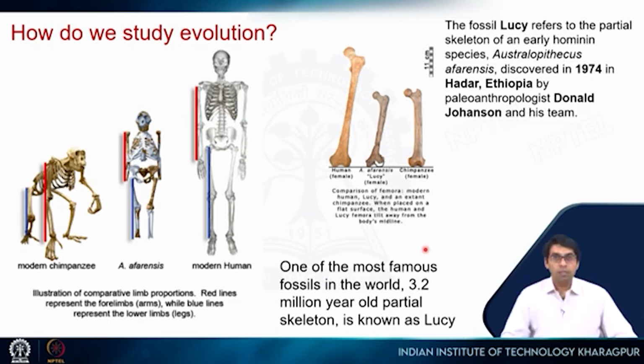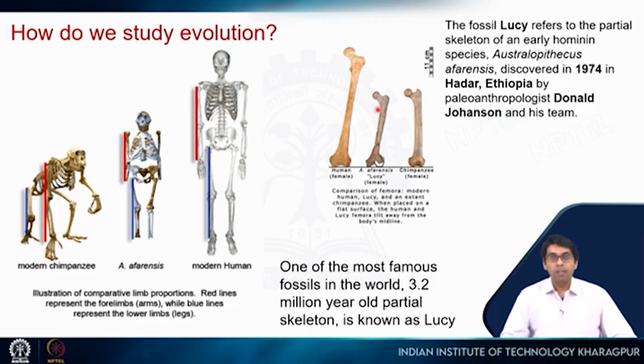Let's look at one example. We normally study evolution based on fossil records that we get. Here you see three different bones shown. These are fossils. This is from a female chimpanzee, this is from a human female, and this is from some other species. If you look at this particular bone, you will see that its length is similar to this. However, when you place this bone on a horizontal surface like this, it tilts towards the right, just like the human bone.